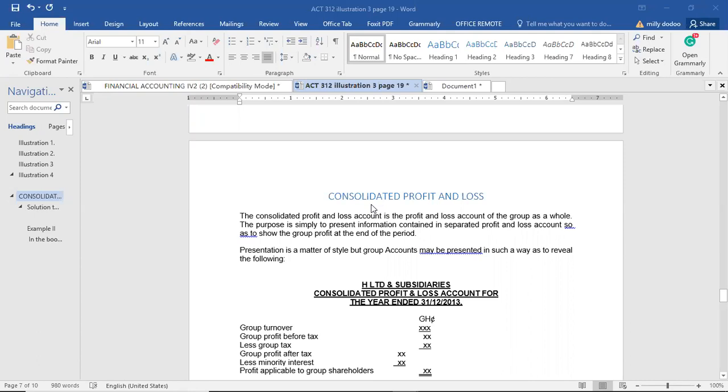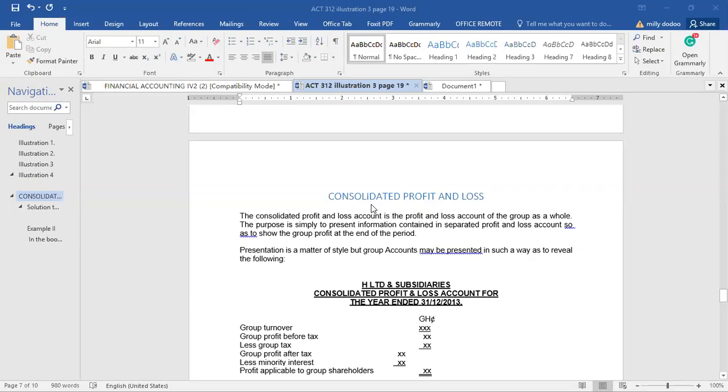So we have looked at how to consolidate balance sheets. We are going to look at how to consolidate the profit and loss account, or how do we consolidate the income statement of two separate entities. In an attempt to consolidate the profit and loss of two separate entities, the principle of control still holds. So you must establish control before you consolidate.